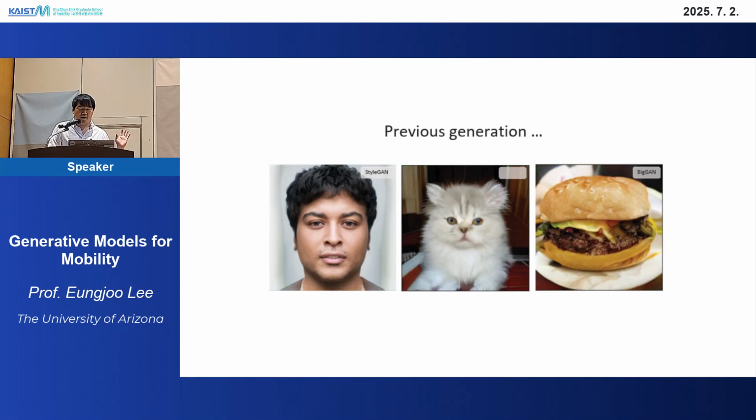I will skip the introduction of GAN-based methods and some variants of the GAN method. People may already have used CycleGAN or StyleGAN. So basically this is an example from BigGAN and also StyleGAN and other GAN variants.